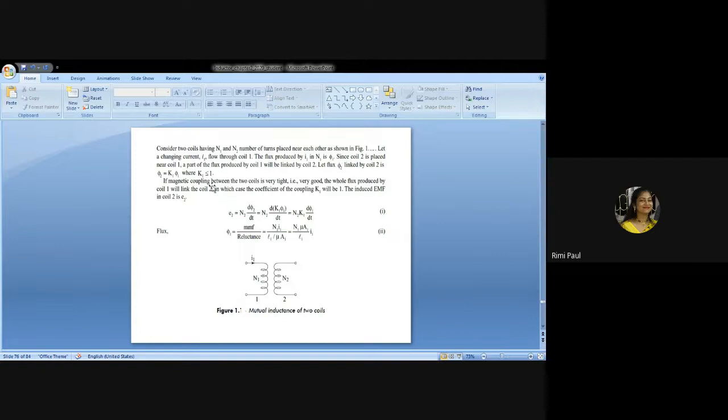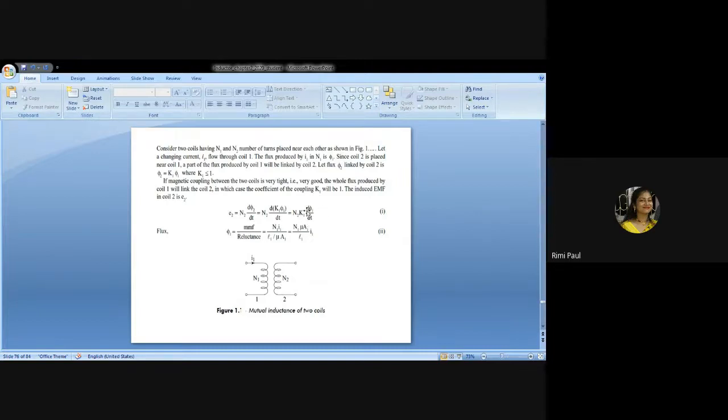Now, due to the flux linked with this coil, that means K1 phi 1 flux is linked with coil N2, therefore induced EMF E2 is produced. So we can write E2 is equal to N2 d phi 2 by dt, where phi 2 is equal to K1 phi 1. Putting it here, we can write N2 K1 d phi 1 by dt.